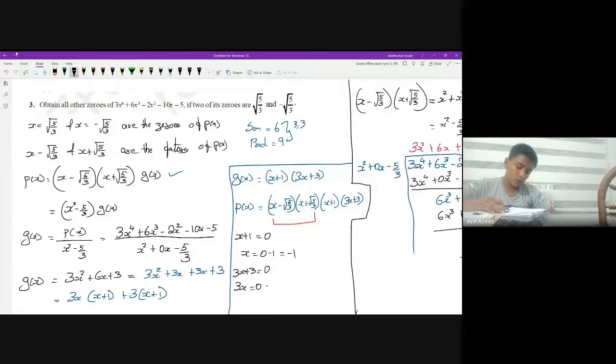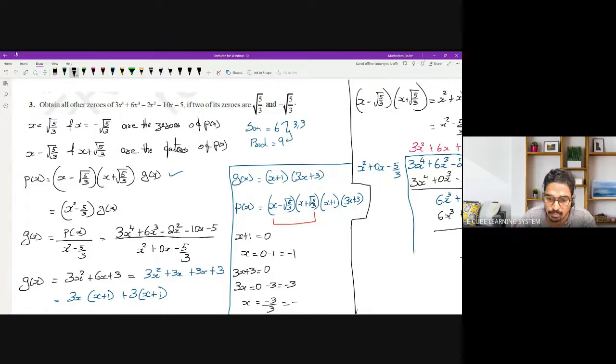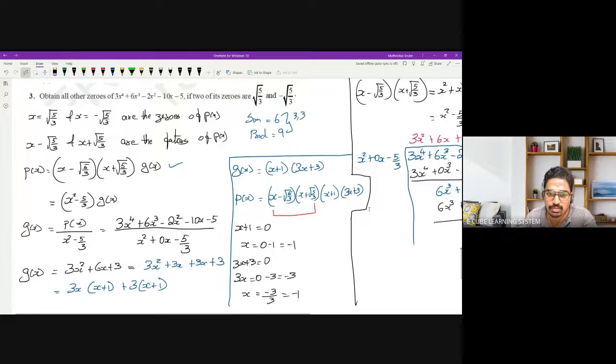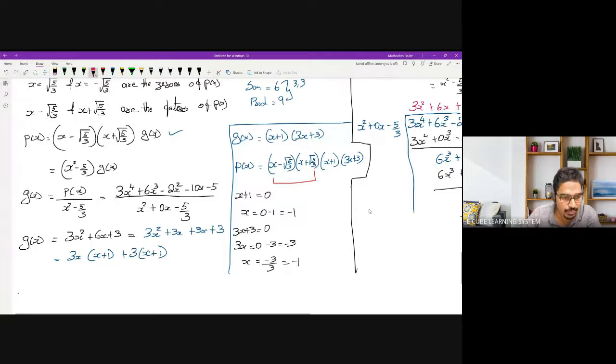3x plus 3 is equal to 0. X is equal to minus 3 by 3, which is -1. Both the zeros are negative one. Nothing to do, just write it. Therefore, the zeros of p of x are minus root 5 by 3, root 5 by 3, -1 and -1.